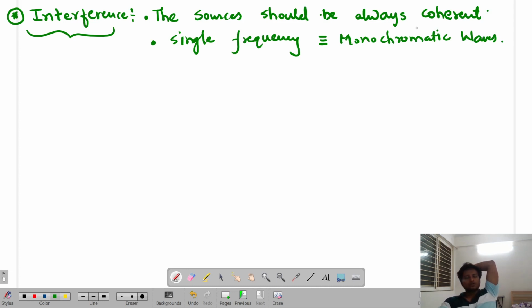So coherent sources also generate which kind of waves? Monochromatic waves. And interference can be brought out only with which kind of waves? Beta, monochromatic waves. Are you able to get me or not?